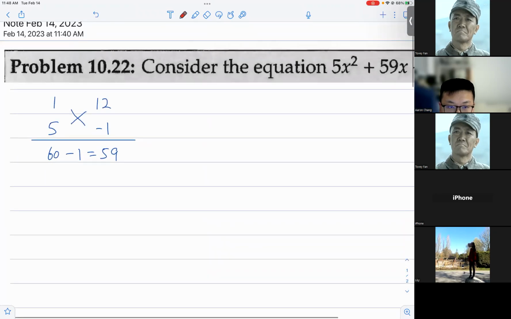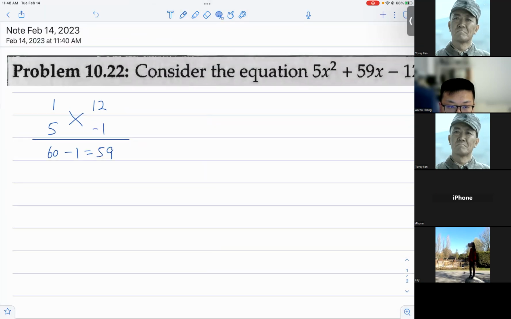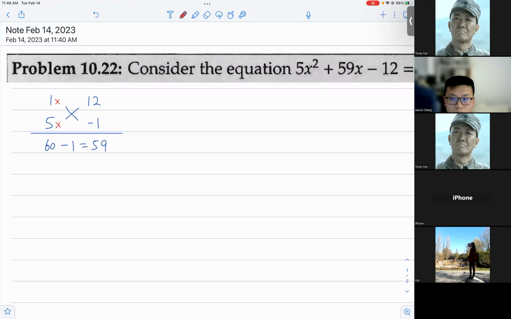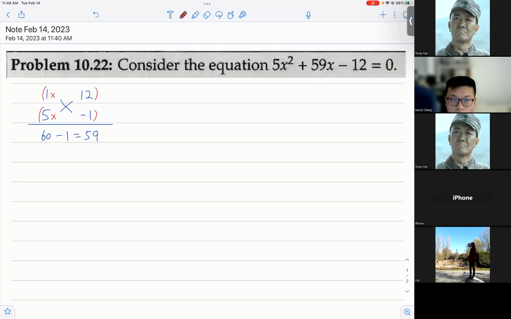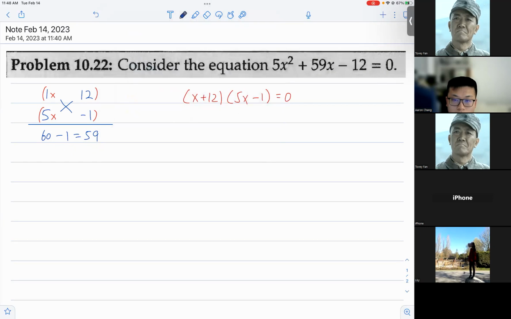Those are letters. So what these numbers mean is that 1 and 5 are the leading coefficients. So they are actually just 1x and 5x, right? And then 12 and 1 are just constant numbers, okay? So we set up brackets, and so that we know the two factors of this quadratic equation are x plus 12, and then 5x minus 1, correct? Okay, so Lily, that makes sense?